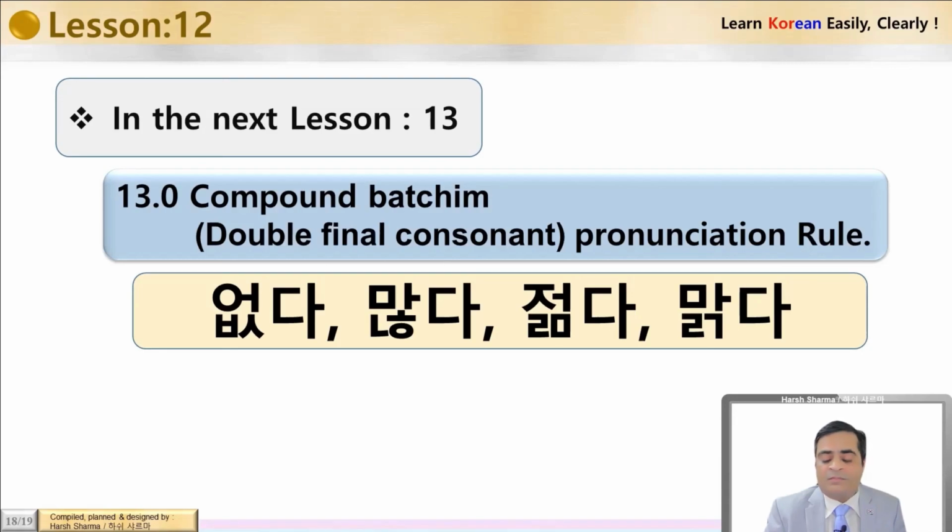You can see there are some words on your screen. There are double final consonants. So how to pronounce them? First has to be pronounced, second has to be pronounced, both have to be pronounced, or both will be silent. So we are going to start in lesson 13.